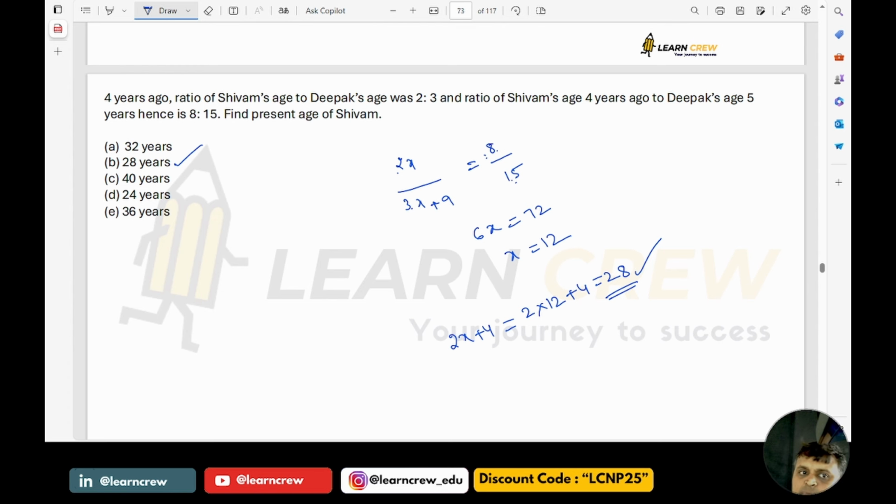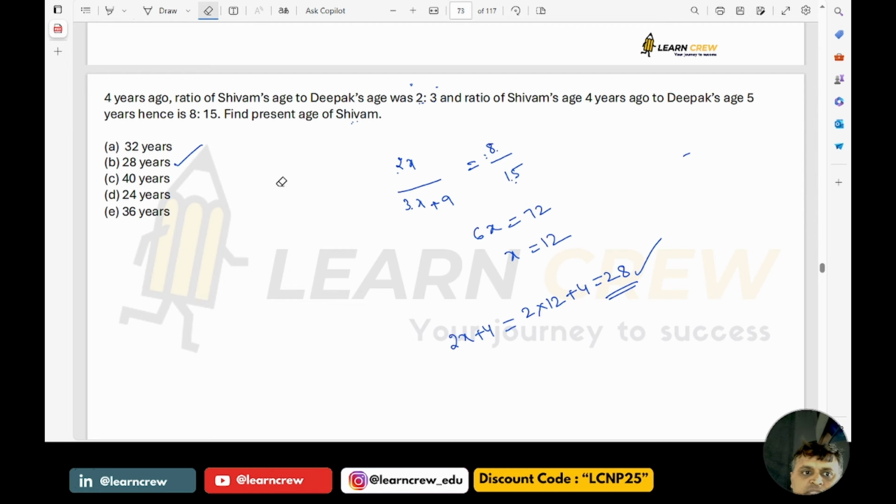You can go through the options also. The present age of Shivam is 32, first option. Then 4 years ago it was 28. 2 14s are 28, 3 14s are 42, plus 9 is 51. So 32 plus 4 is 36, and 51. They are not in the ratio 8:15. So the first option is not correct.